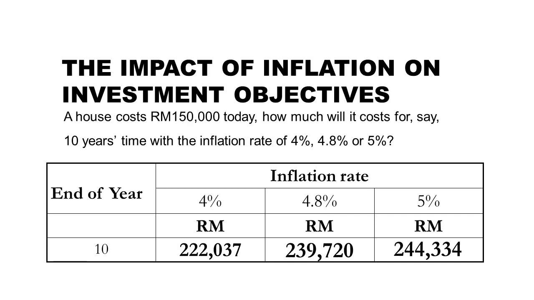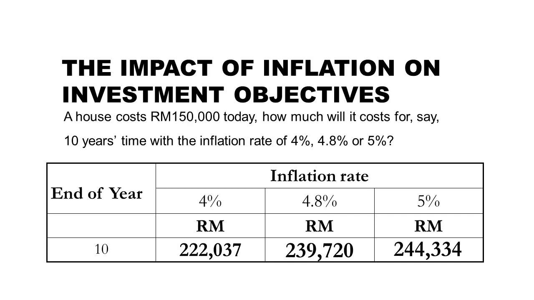The impact of the inflation will always cost you worse. Now let's say a house costs 150,000 today. How much will it cost in 10 years time with the inflation rate of 4%, 4.8 or 5%? This is to calculate the price increase, just to show you the impact. How to calculate? Using the same formula. What formula? 1 plus i to the power of n, isn't it? Future value equals present value times 1 plus i to the power of n.